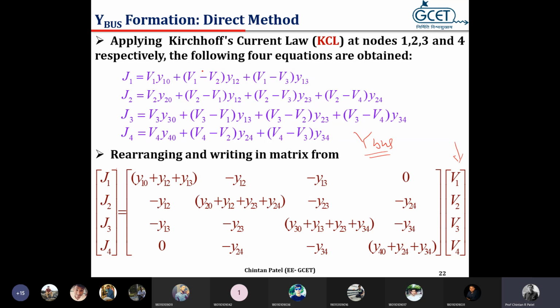So if you open these equations, that is V1 Y10 plus V1 Y12 minus V2 Y12 plus V1 Y13 minus V3 Y13, and then the terms with V1 we put together. There are 3 terms. So you will get Y10 plus Y12 plus Y13 into V1.